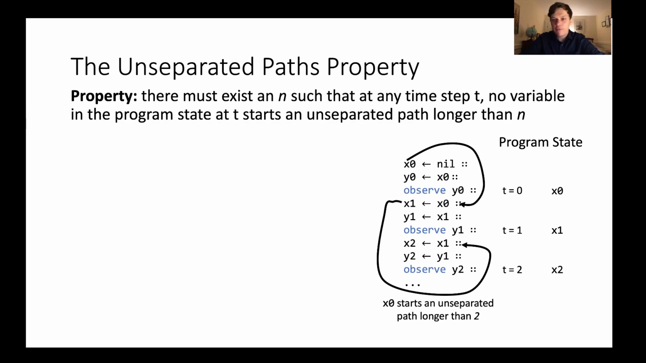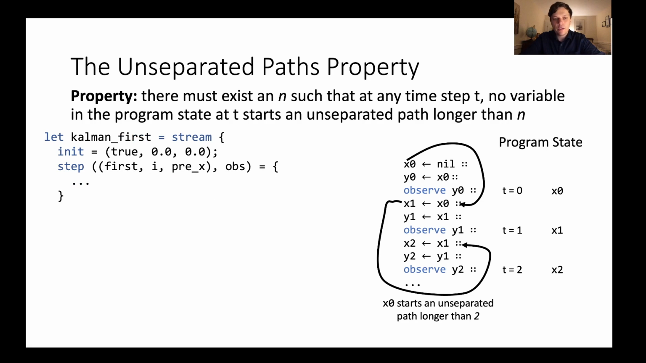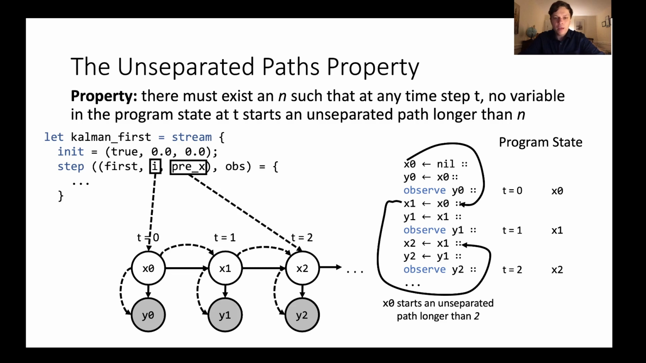So what could happen if we failed the unseparated paths property? If we look at this Kalman filter example, and I'm going to modify it in the same way that I did earlier, we're going to have this I variable that holds on to the very first x variable that we sampled. Because I holds on to x0, and transitively x0 holds on to all the other x's, which transitively hold on to all the other y's, the whole delayed sampling graph is going to be inside the reachable set.